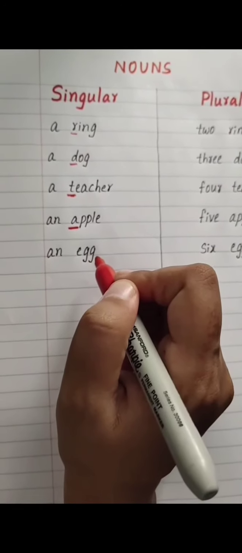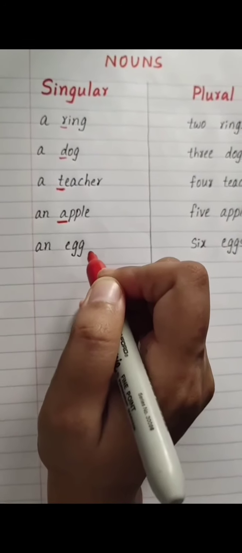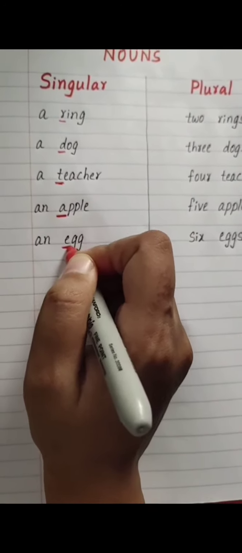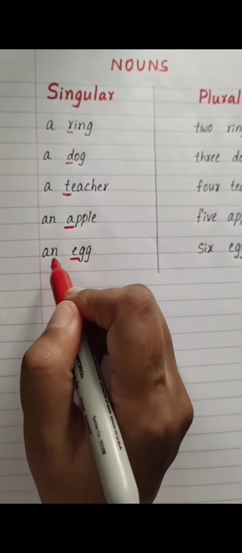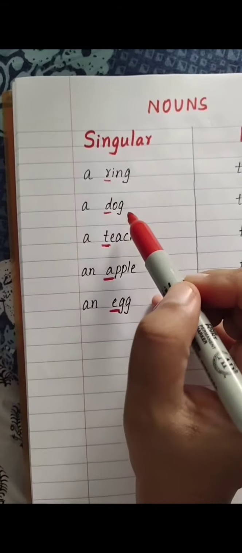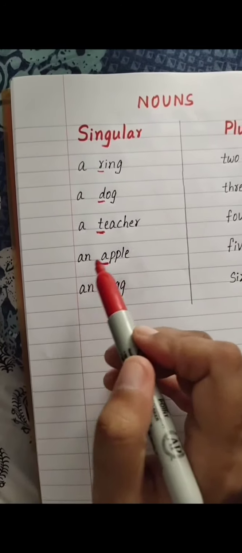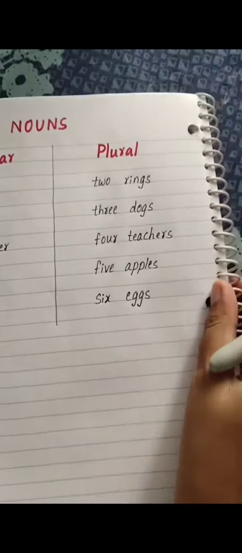Egg. This is also only one egg. That's why this is a singular noun. In this word also, the first letter is E. E is a vowel. That's why we have to use an. An egg. Okay. Repeat after me these words. A ring, a dog, a teacher, an apple, an egg. Okay. Now we will see plural nouns.